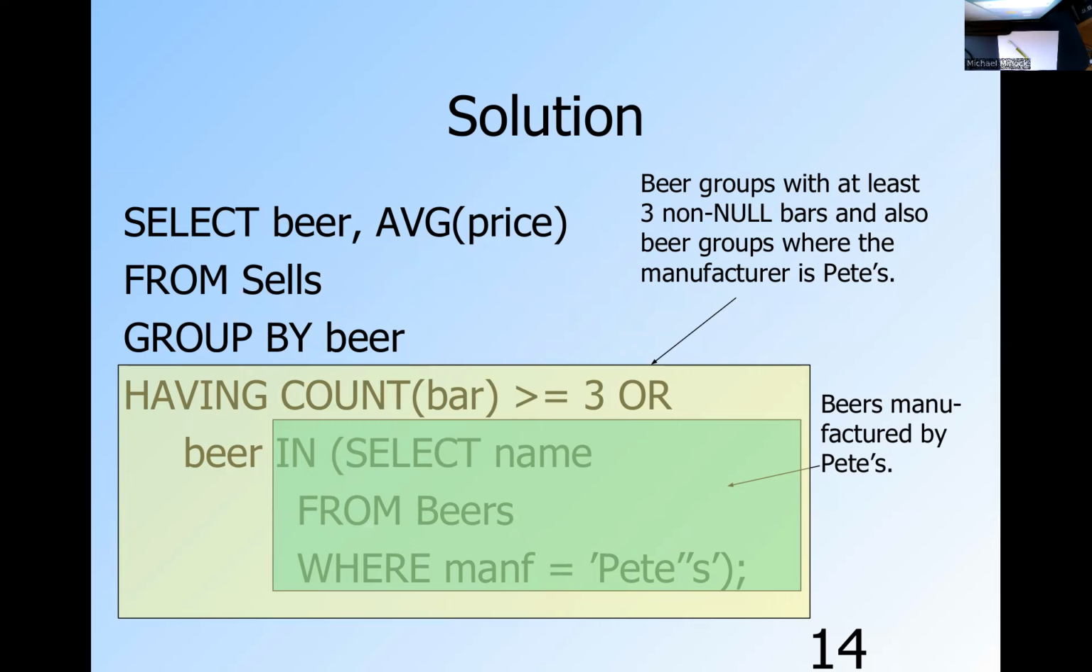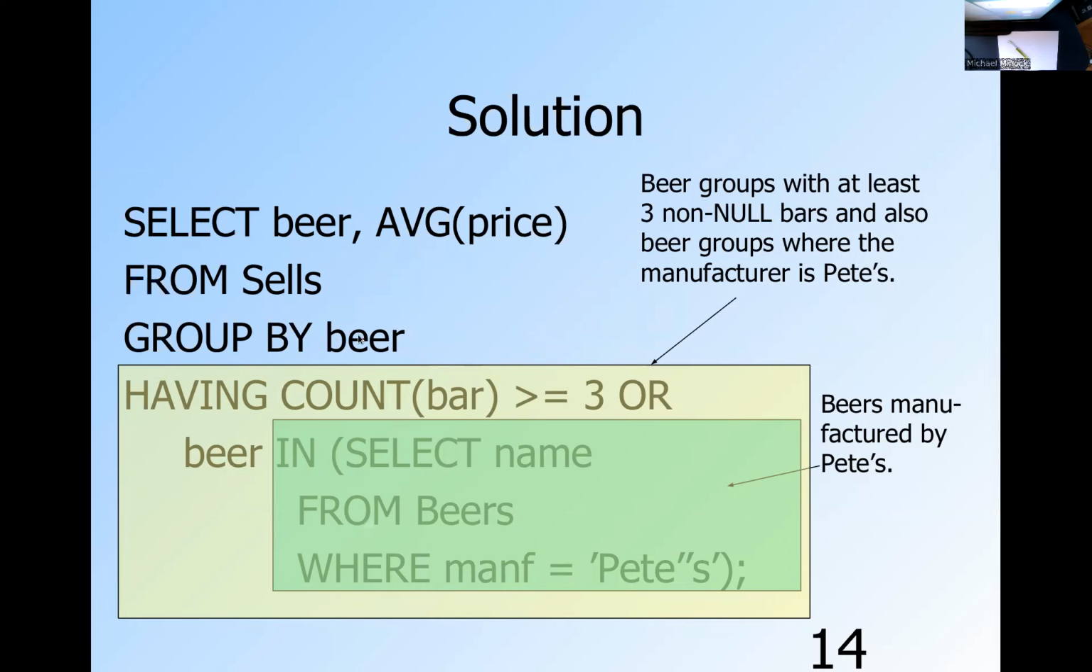Okay, so if we want to say no, we only want that. If there's some real esoteric beer that's only served by 1 bar, we don't want that in the exam. That's too few. We need to have at least 3. So what this having count is saying is the count of bar in the Sells here. So we need to have at least 3 bars. So this is also an aggregate function that is going over these groups.